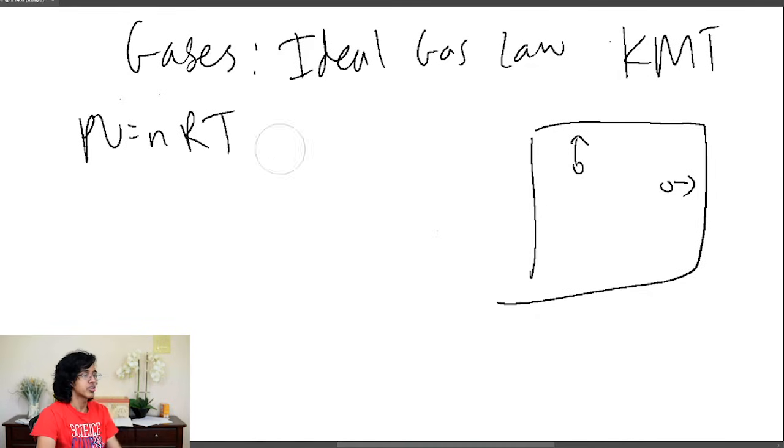Then why does increasing temperature increase pressure? Well, the reason is because these molecules start moving even faster and stronger.